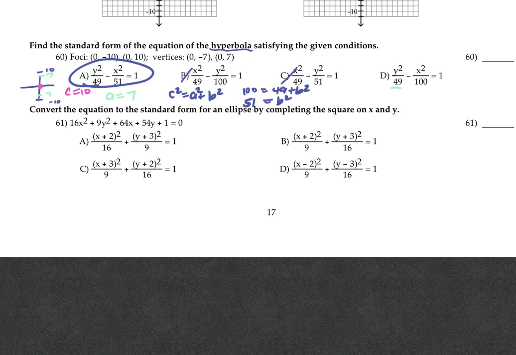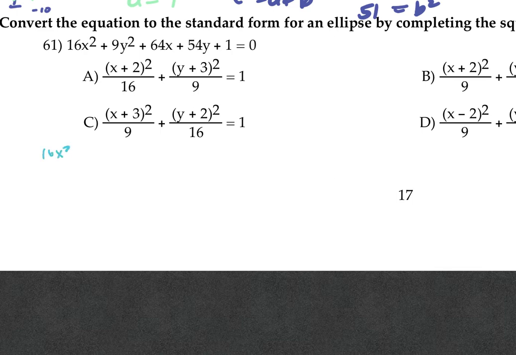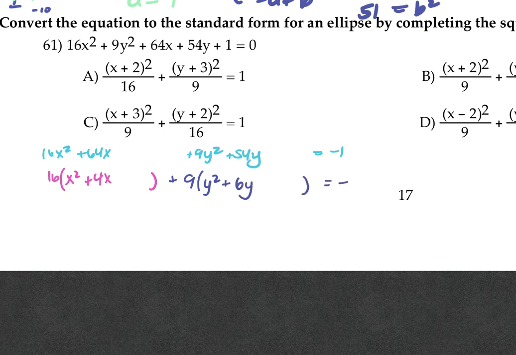For 61, now we've got to complete the square. So I'm going to group together the x squared and the 64x, group together the 9y squared and the 54y, and then bump the negative one to the other side. We have to take the coefficient off the squares. So the 16 comes out of both the x squared and the 64x. The 9 comes off of both the y squared and the 54y. I have to fill in that space.